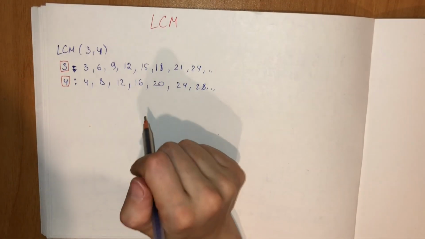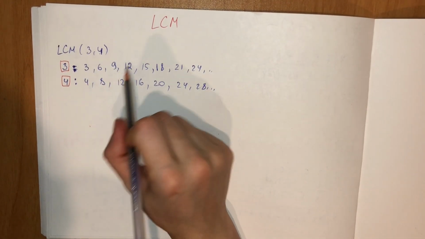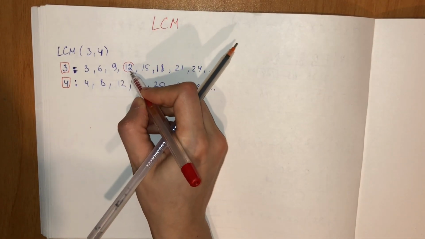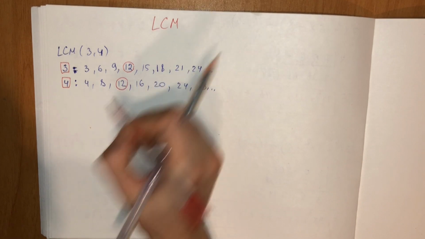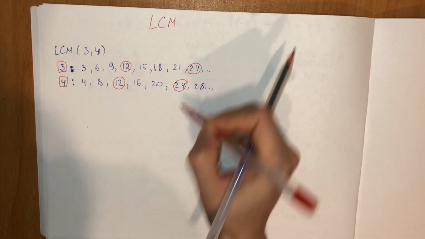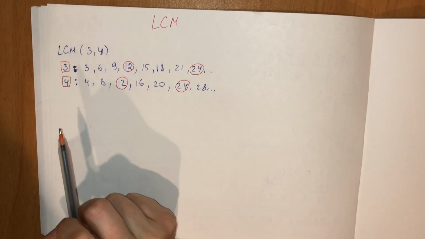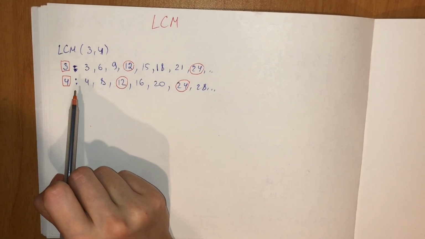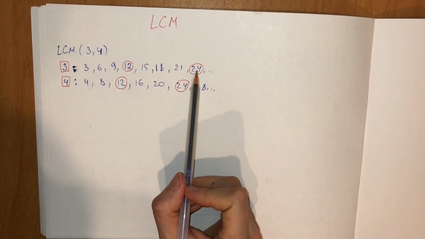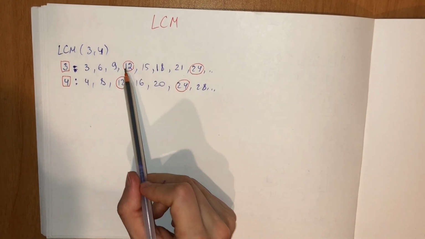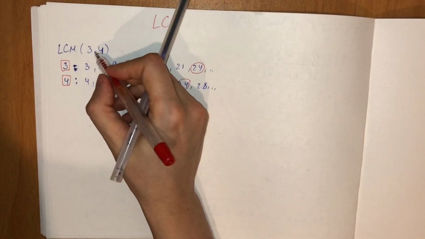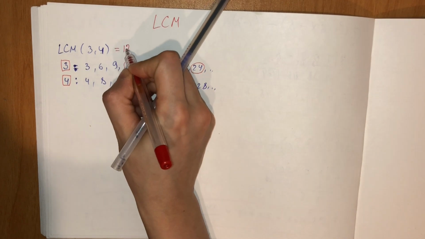So let's find the common multiples. Here 12 is a common multiple. Also 24 is a common multiple of 3 and 4. But we should find the least common multiple. Between 12 and 24, the least multiple is 12. So the least common multiple of 3 and 4 is equal to 12.